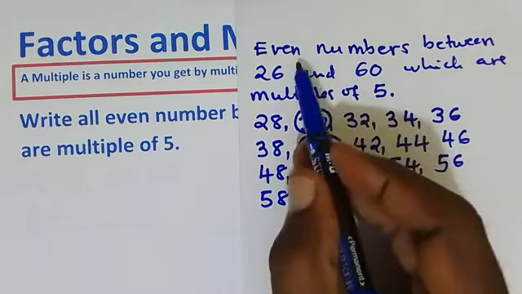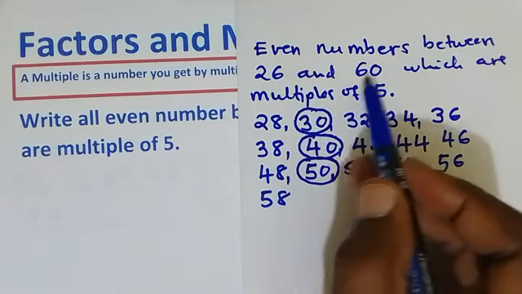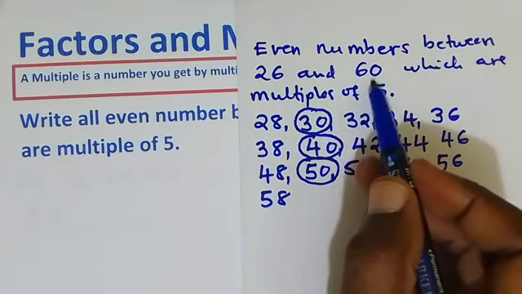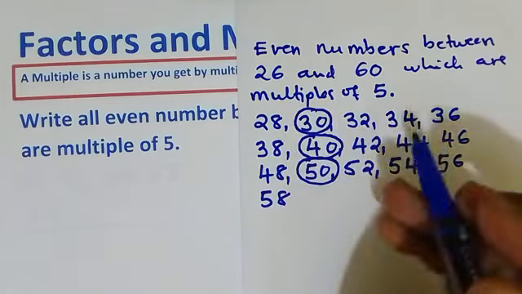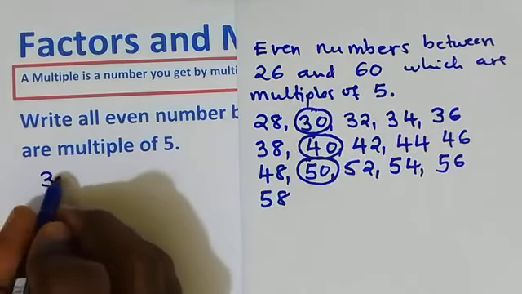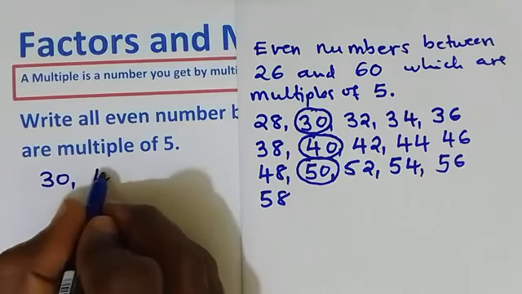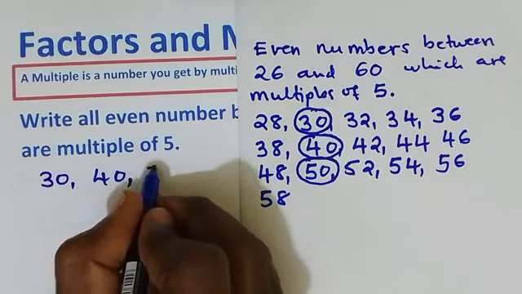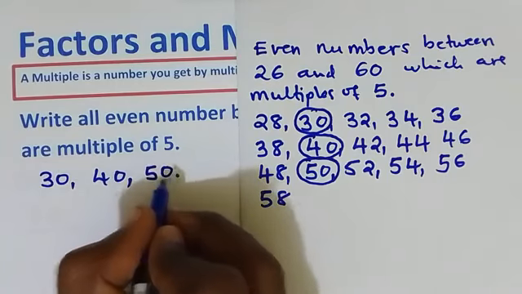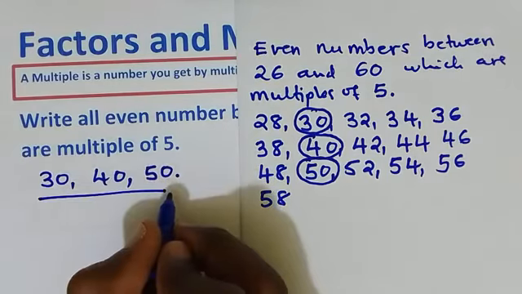So, the even numbers between 26 and 60, which are multiples of 5, are 30, 40, and 50. Only these three.